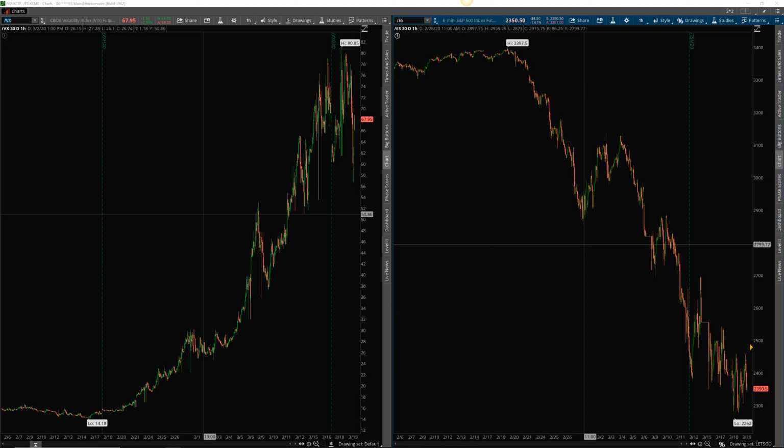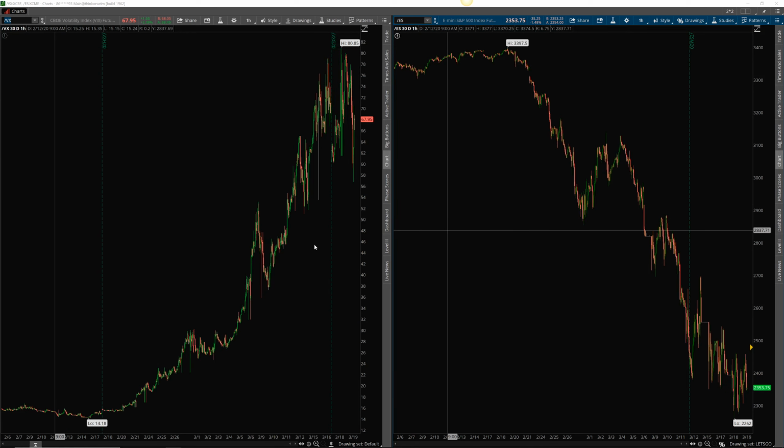Good evening, guys. It's 6:15 New York, March 19th, 2020, and in this video, I am going to be going over the ES relationship with the VIX futures. On the left-hand side of my screen is a 30-day hourly chart of the VIX. On the right-hand side of my screen is the 30-day hourly chart of the S&P.